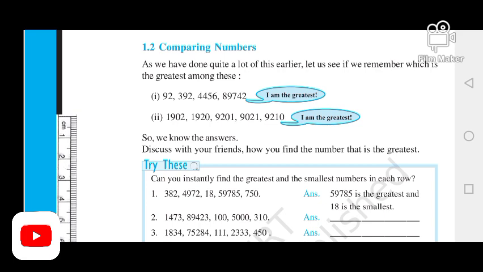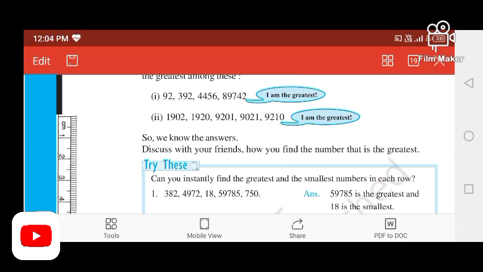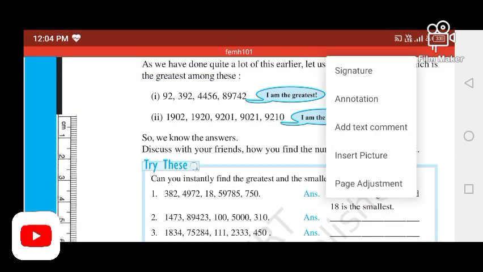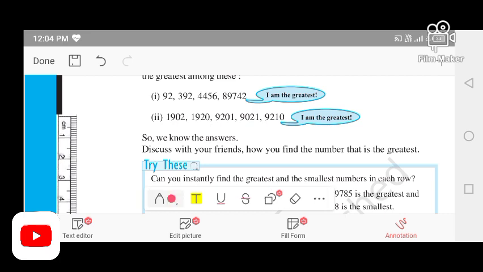Comparing numbers. As we have done quite a lot of this earlier, let us see if we remember which is the greatest among these: 92, 392, 400, 4456, 89,742. So here, 89,742 is the largest one. This one is the largest, and we will now solve these only. So in the second one, which is the largest, you can write in the comment box.